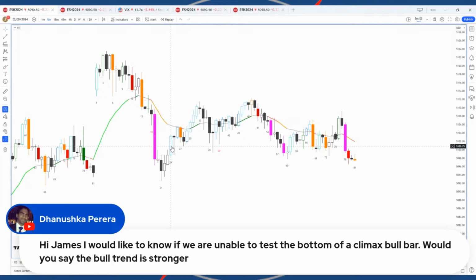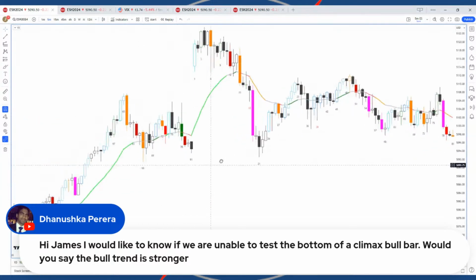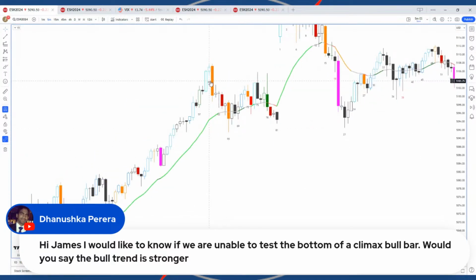But your definition of climax could be a climactic bar at the end of a third leg, and in that case, this might be your climax.